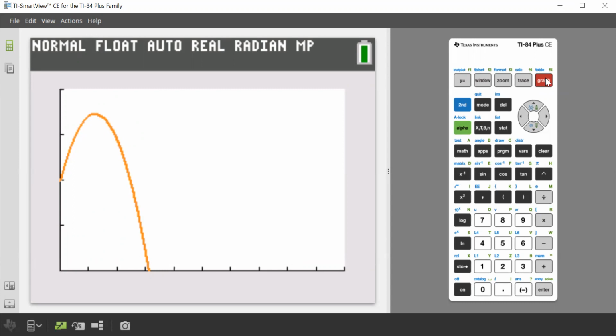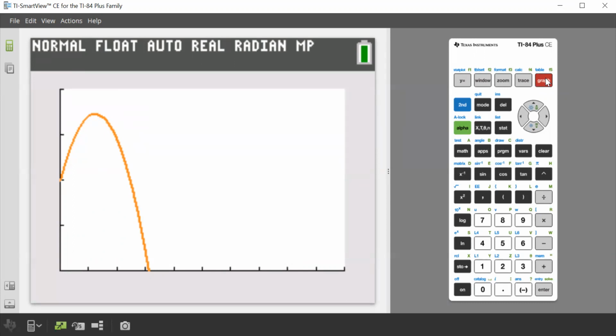Now that we've got that graph, look at everything we can find. We can find the max. We can find the y-intercept. We can find the x-intercepts. We can find everything here. So let's go ahead and do that. So let's find the maximum first. What's the maximum height this Slurpee gets at?